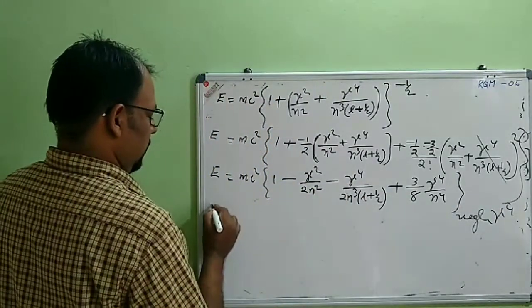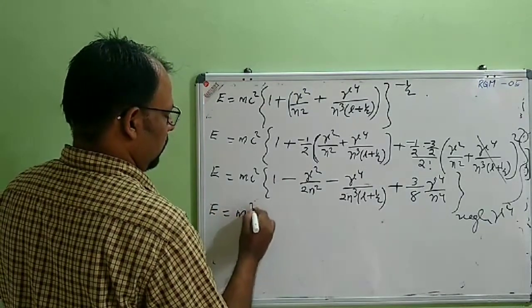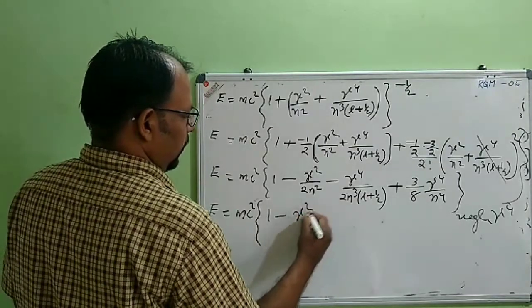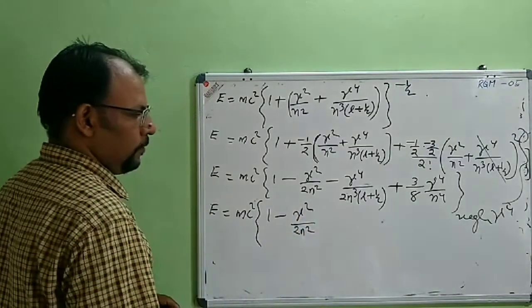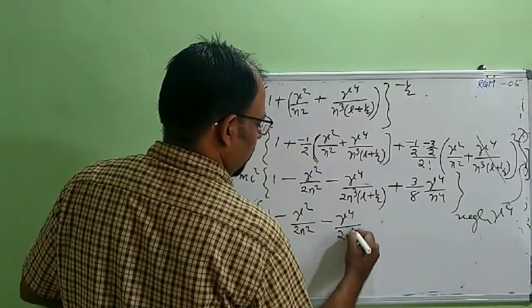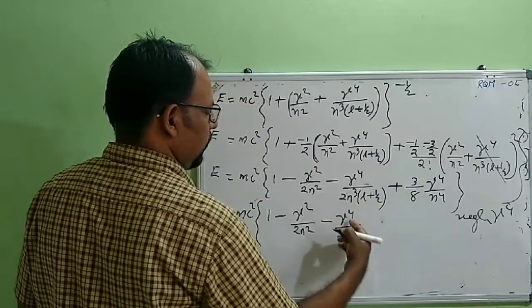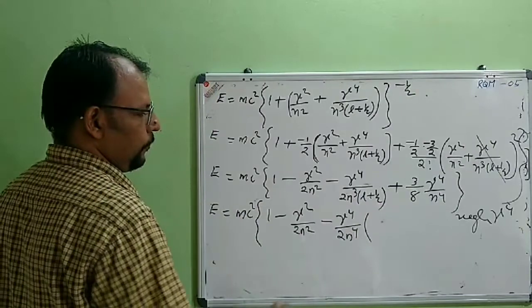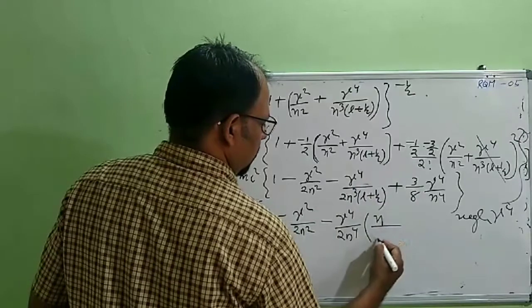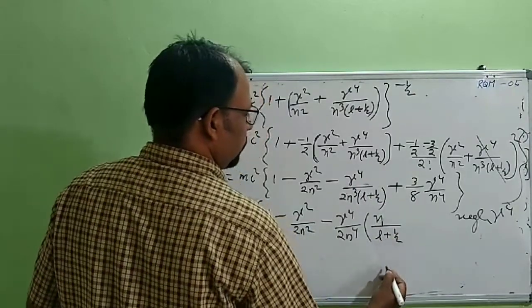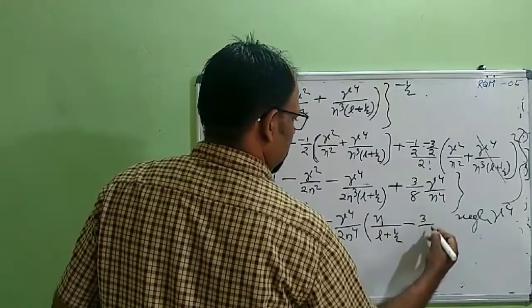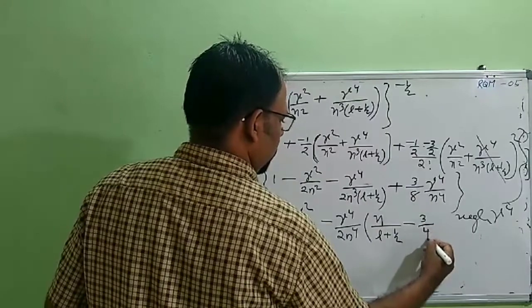So this equation we can write it as E equal to mc square into 1 minus gamma square by 2n square. Then I am taking gamma raised to 4 by 2n raised to 4 common from these two terms. Gamma raised to 4 by 2n raised to 4. Then it will be n by L plus 1 by 2. Minus is taken common. So it is minus 3 by 2n raised to 4 is taken common. So it is 3 by 4.